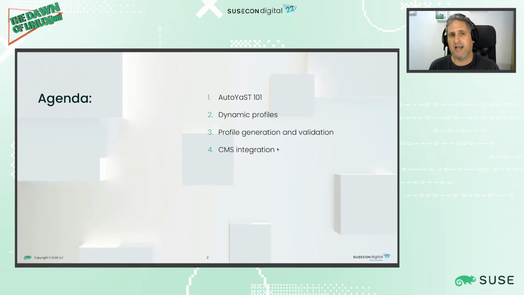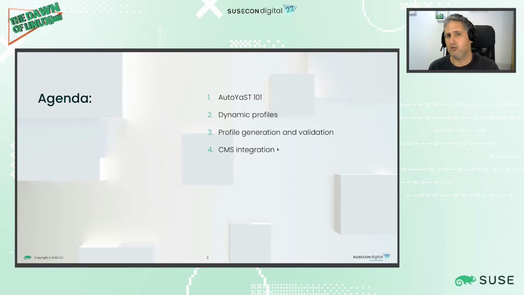First of all, I would like to have a look at the agenda. Although I know this is an intermediate level session, I would like to do a quick introduction about AutoYaST. Then we are going to jump into dynamic profiles. Dynamic profiles are a way to build a profile that can be adapted during installation. So using the same profile, you can install several machines, even if they are slightly different. So you can adapt the profile to each situation.